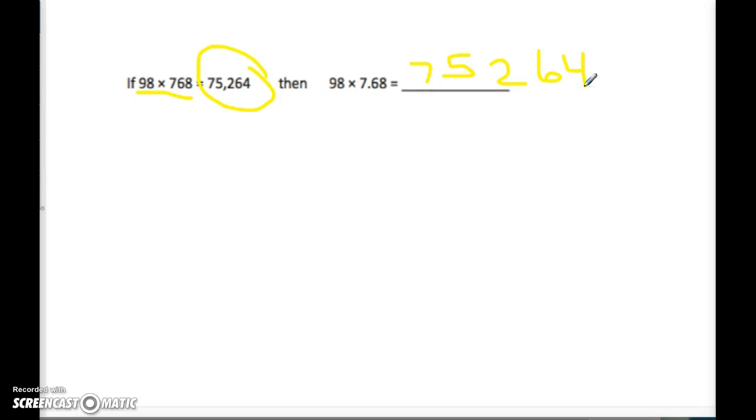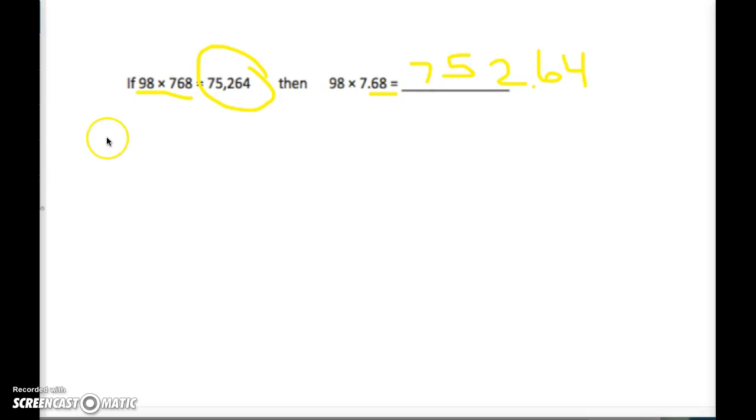Okay, because multiplying an 8 times those digits, multiplying a 90 times those digits is going to yield me the same thing. The only difference is that here I was dealing with 768 ones, and here I'm dealing with 7 and 68 hundredths. So if I'm making copies of hundredths, I'm going to have hundredths in my answer. So all I need to do is place that decimal point.